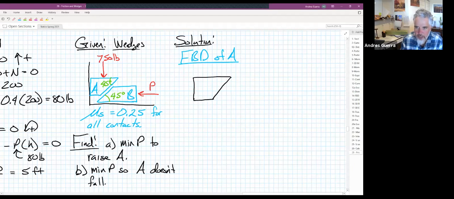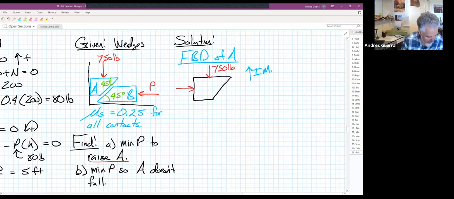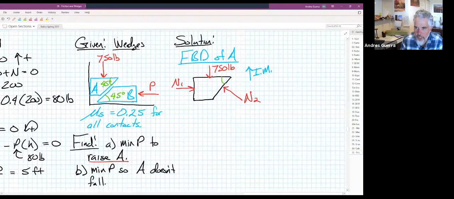So our FBD of A, and this is for part A, is going to tell us the direction of impending motion. The min P to raise A, so our impending motion is going up. We know what direction it's going, and that's going to help us draw all of our frictional forces in the correct direction. Now, we have our 750 pounds going here. We're going to have a normal force here, let me call that N1. We'll have a normal force along there as well, N2. They're always perpendicular to the surface, and we know that is a 45-degree angle.